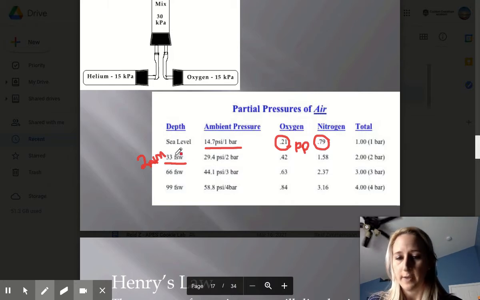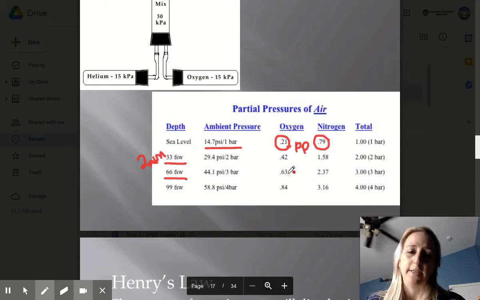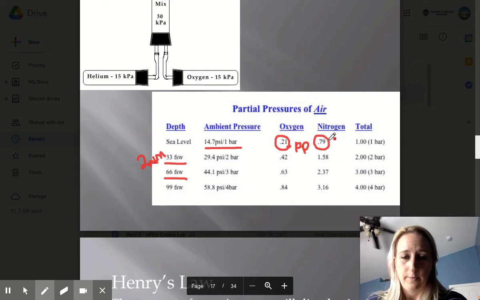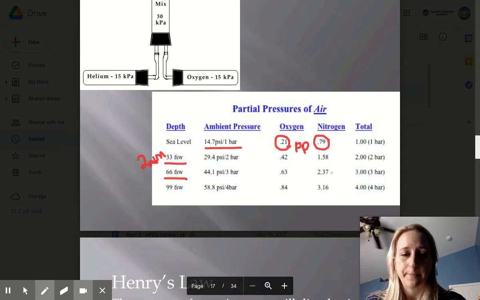All right, same thing if we go down to 66 feet or 3 atmospheres of air. We're trying to add up to 3 bars or 3 atmospheres. You take what you had at the surface, 0.21 atmospheres of oxygen, times 3 should give you 0.63 atmospheres of oxygen at 66 feet. 3 times 0.79 should give you 2.37 atmospheres of nitrogen. And these both then add up to give you 3.